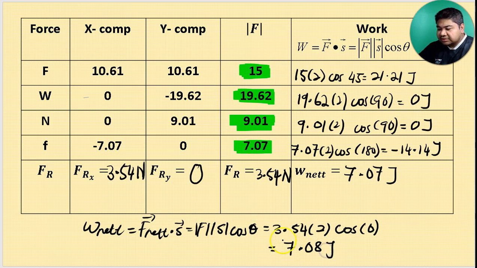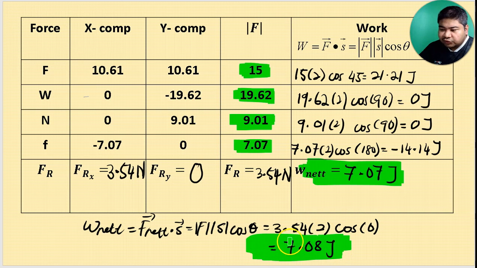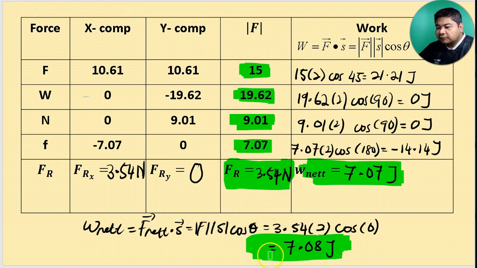7.08. Just slightly different. So if you look at the value we calculated up here and the value that we get from the second method, they give you the same value. So there are two ways you can calculate the net work done. Either you do it individually, calculating the work done by each force, or you can just calculate the resultant force and then use the resultant force, or the net force, to find the net work done. Alright, I think that is it for this section.